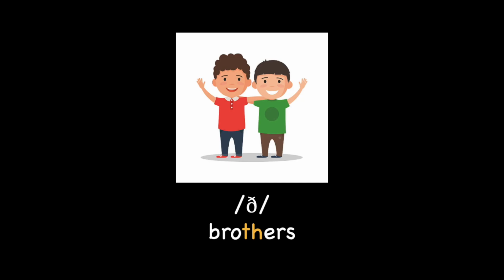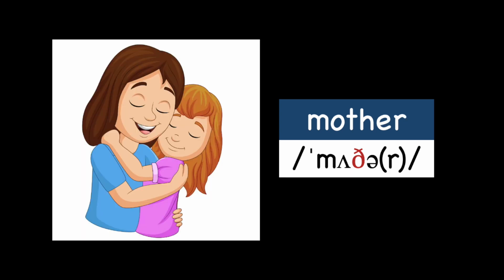Now, we are going to learn another sound. It is representing the letters TH in brothers. So there is vibration in your vocal cord. To produce the sound, simply put your tongue below your front teeth, and make sure there is vibration in your vocal cord. Some other words with this sound can be smooth, mother. Good job.